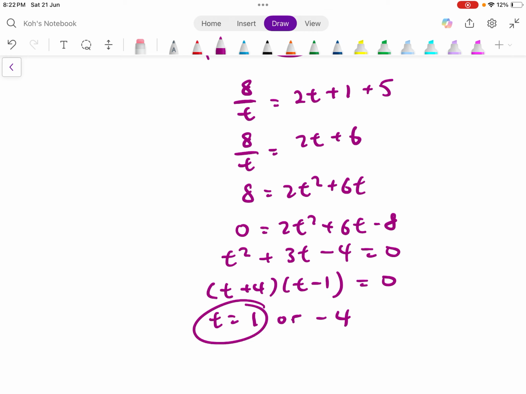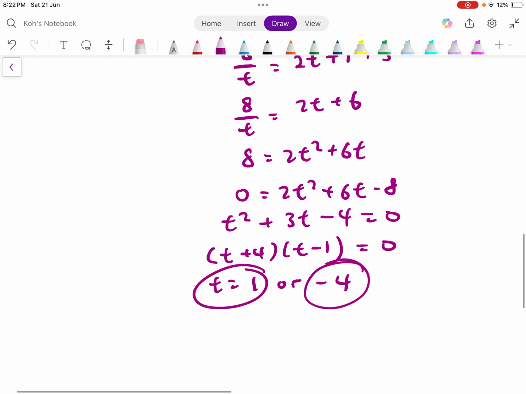So this is the so-called first point that I cut, and then this is another point that I cut. So actually they cut where t is equal to negative 4. So where will the curve actually cut?